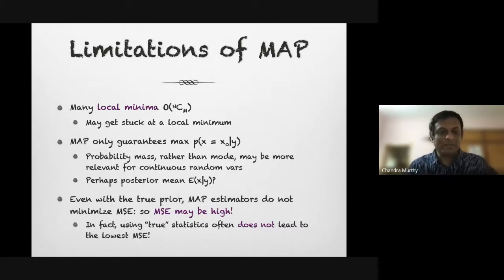And in fact, what is interesting is that using the true statistics of the data often does not lead to the lowest mean squared error. That is, you can do a simple experiment where you generate your x according to a certain distribution, and then you ask whether you should use the same prior in the recovery algorithm or can you use a different prior? And it turns out for some problems, a different prior leads to lower mean squared error than the true prior that has generated your observations. So these are some of the limitations of MAP, in the sense that although the method works reasonably well in practice, it's hard to give guarantees, and your solution may get stuck at local minima.